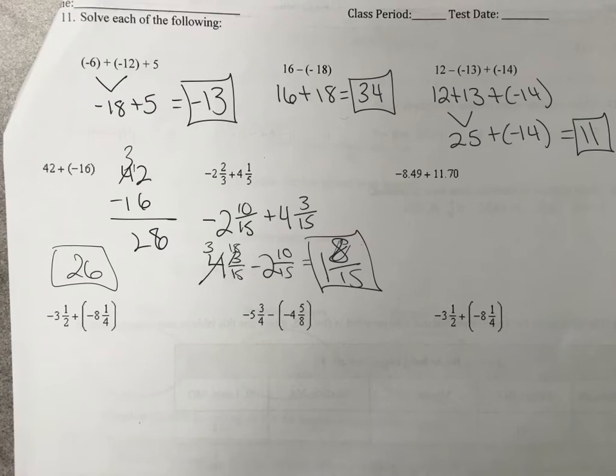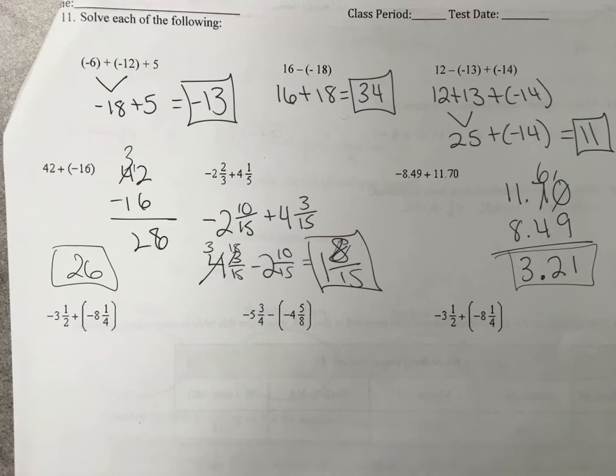Okay, next we have negative 8 and 49 hundredths plus 11 and 70 hundredths. So this is just adding, so we can subtract them because they are different signs. So we line up that decimal, borrow, make that a 10, so that's a 1. This is 2, and 8 minus 11 is 3. Bring that decimal down. And our positive is bigger, so it is a positive 3 and 21 hundredths.